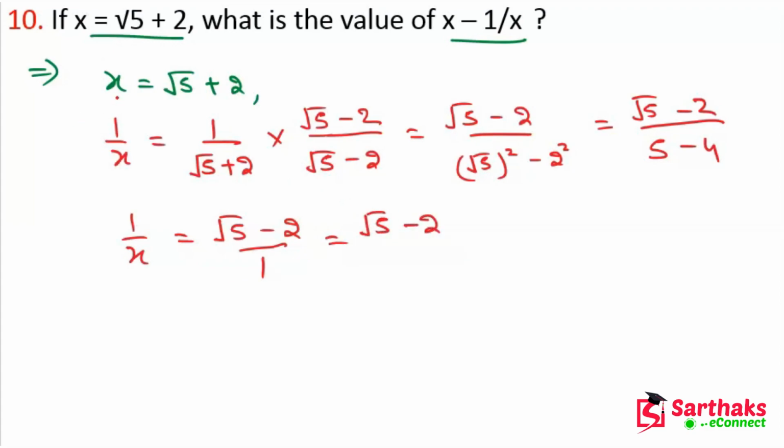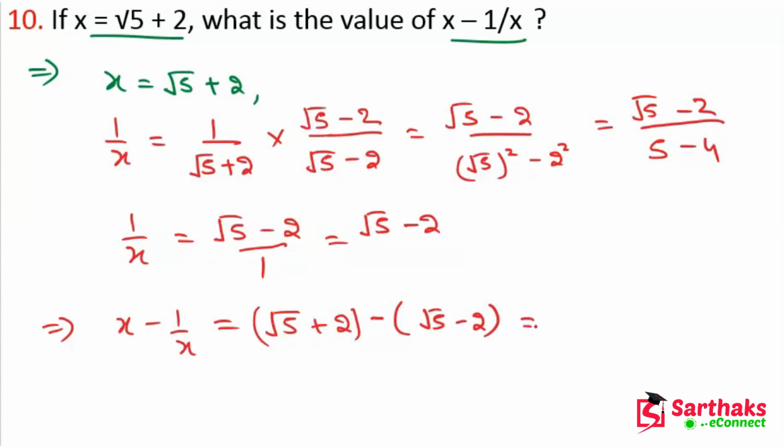Now put the value of x and 1 upon x in this equation. We have to find the value of x minus 1 upon x. So this is equal to (under root 5 plus 2) minus (under root 5 minus 2), where the value of 1 upon x is under root 5 minus 2.